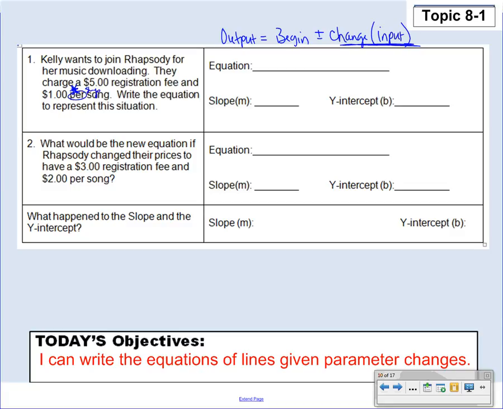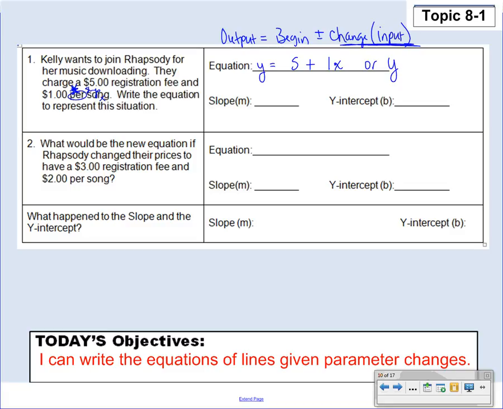So if I let X be my number of songs, I know my change is going to be $1 per song, or 1 times X. The charge of a $5 registration fee, that's how much I get charged initially. It doesn't change. And so my total cost then is my Y, or the output, and I'm going to take that $5 registration fee and add the $1 per song.